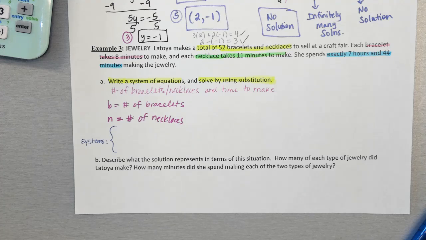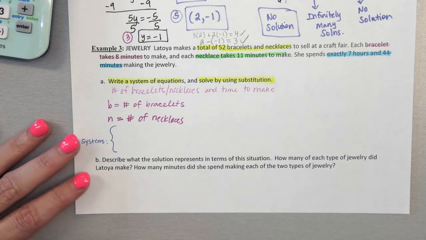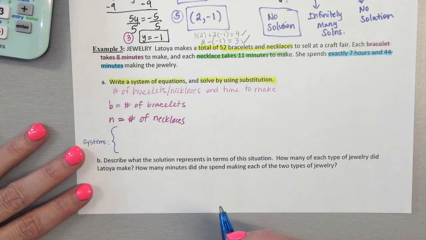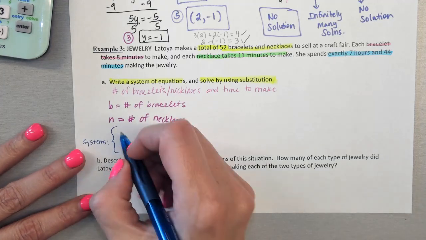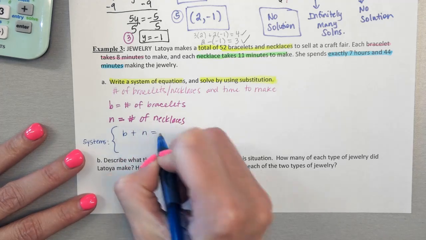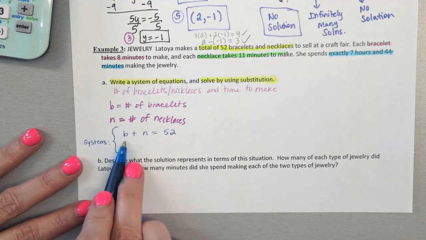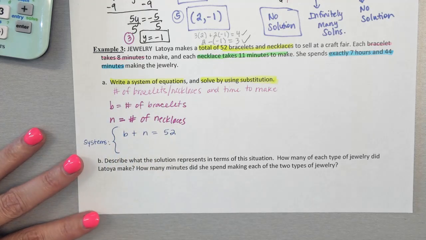Okay, so for the bracelets and necklaces, what did we come up with here? Yeah, what did we come up with? Addison, what'd you get for this? No, just give me the first one. Good, okay, so B plus N equals 52. Great. So the number of bracelets plus the number of necklaces equals 52 total.